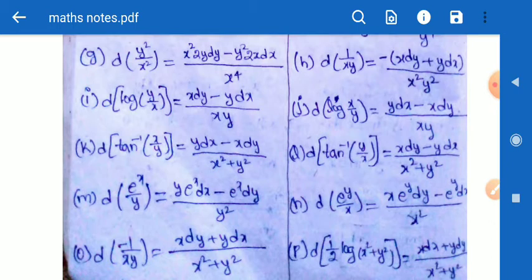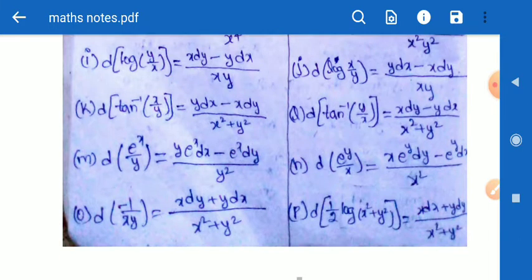And h, d of e power y by x is equal to x into e power y dy minus e power y dx by x square. Now d, d of minus 1 by xy is equal to x dy plus y dx by x square plus y square. d of 1 by 2 log x square plus y square is equal to x dx plus y dy by x square plus y square.